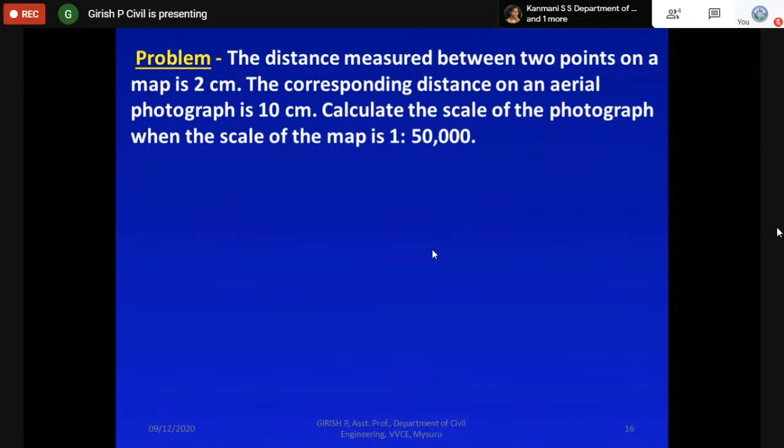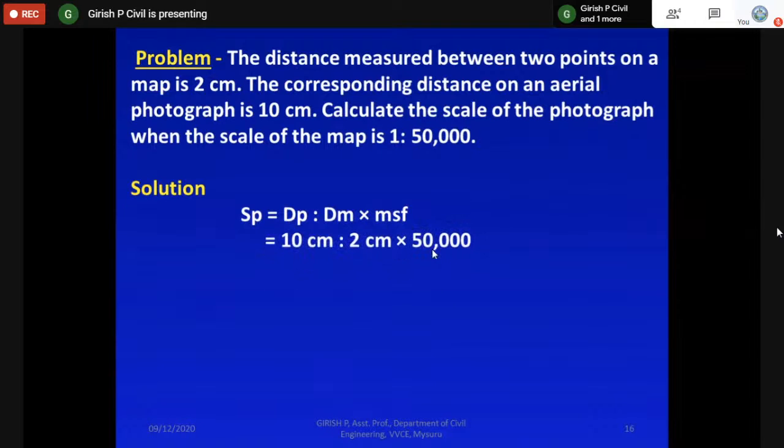For this case, a problem: the distance measured between 2 points on a map is 2 centimeter. The corresponding distance on an aerial photograph is 10 centimeter. Calculate the scale of photograph when the scale of the map is 1:50,000. So scale of photograph is equal to dp over dm into MSF. That is 10 centimeter, the distance on the aerial photograph, over 2 centimeter, the distance between the 2 points on the map.